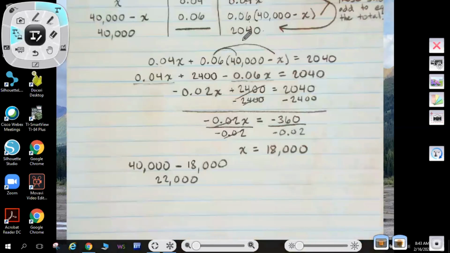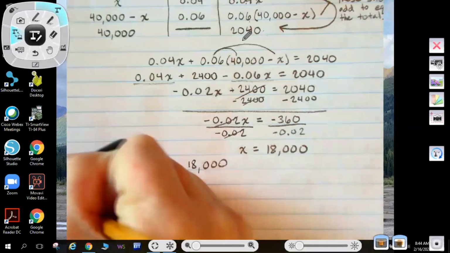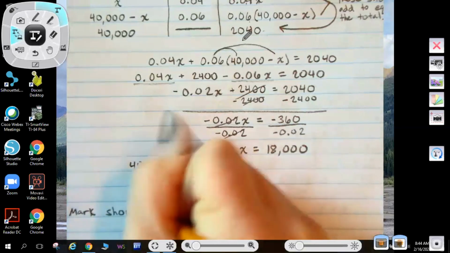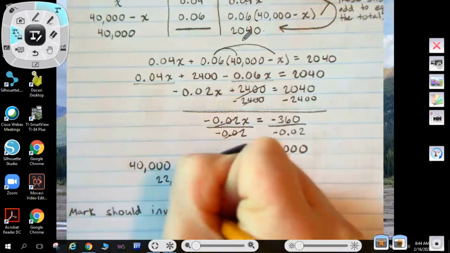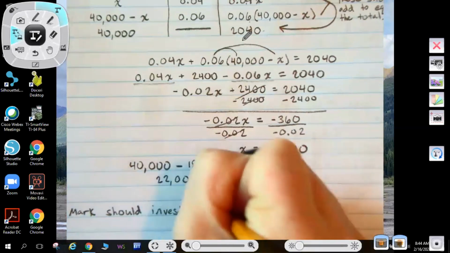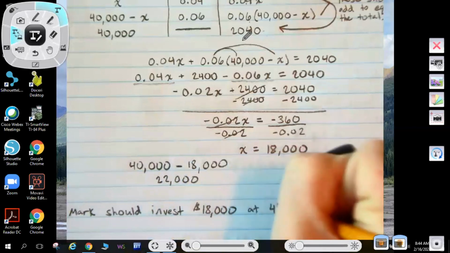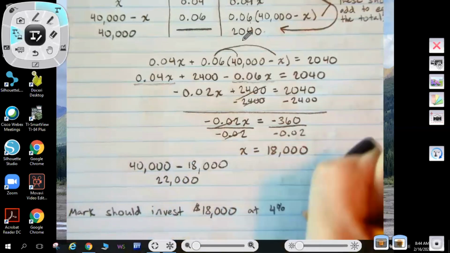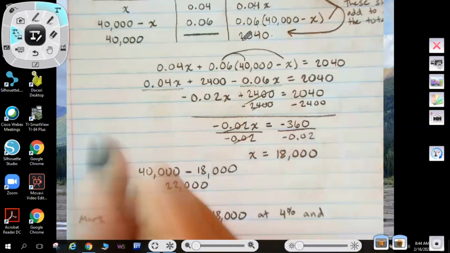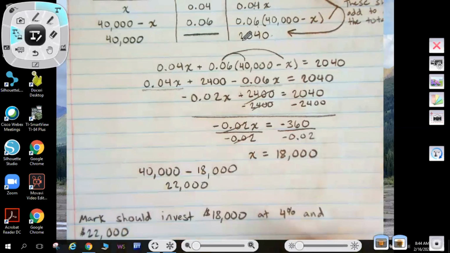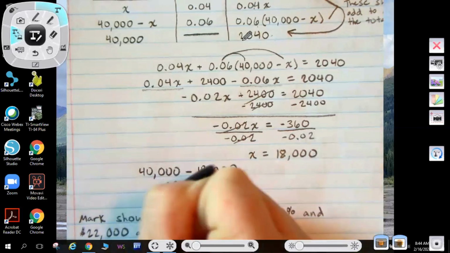So now we have our solution. Mark should invest $18,000 at 4% and $22,000 at 6%.